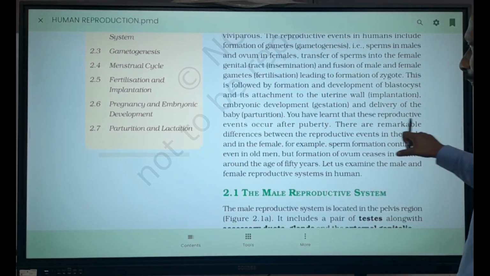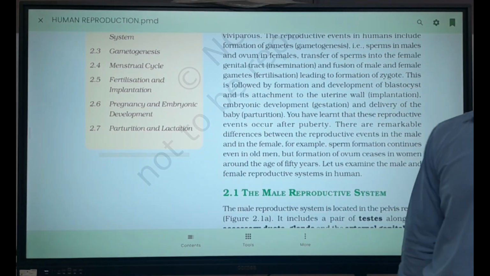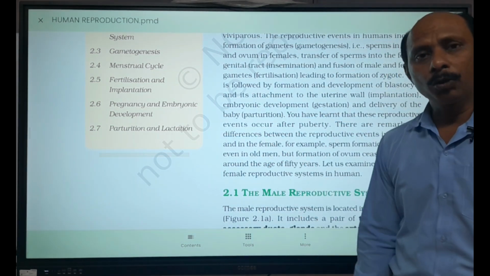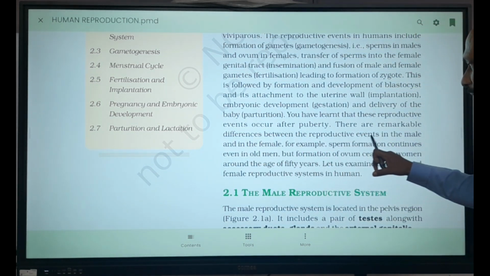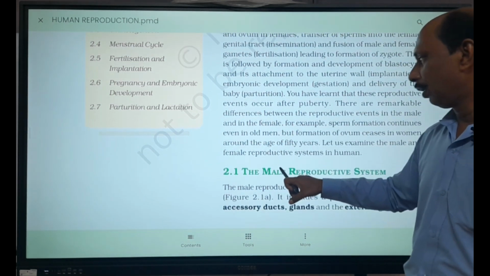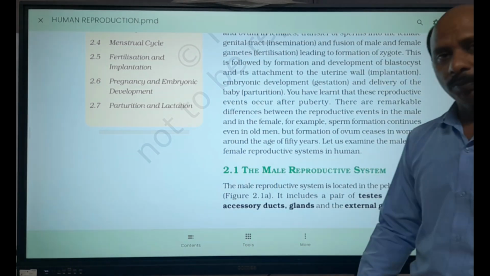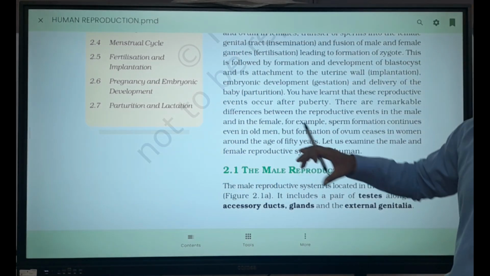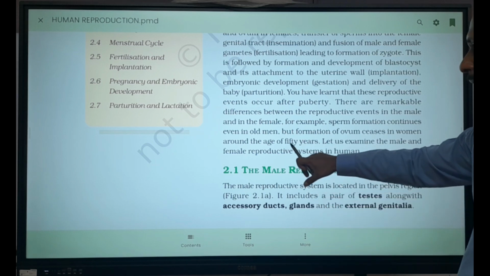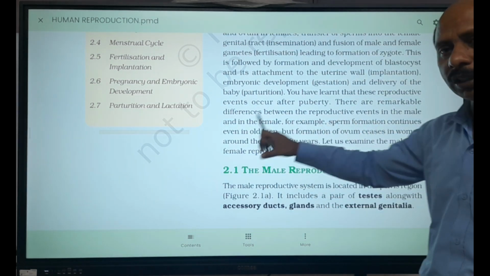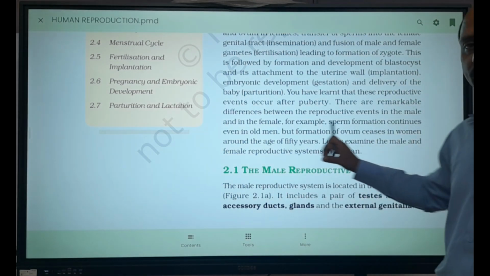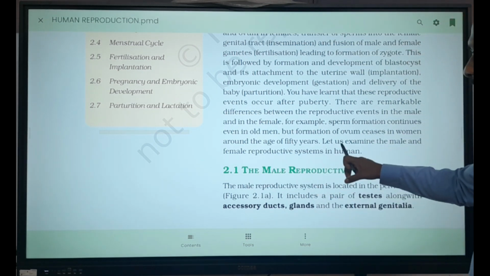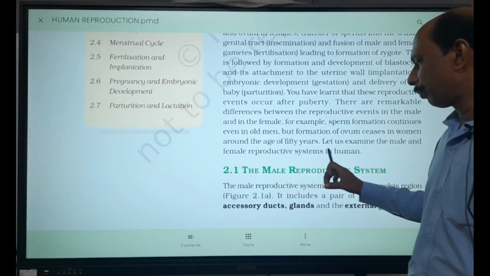You may have learned that these reproductive events occur after puberty, that is, after sexual maturation. There are remarkable differences between the reproductive events in the male and female. Sexual differences are also there because humans show sexual dimorphism, male and female are different. For example, sperm formation continues even in an old man, but formation of ovum ceases in women around the age of 50. Now let us examine the male and female reproductive systems in humans.